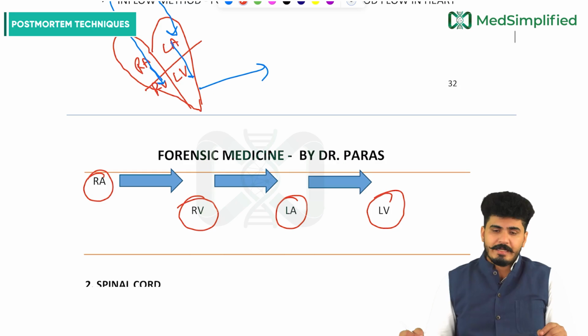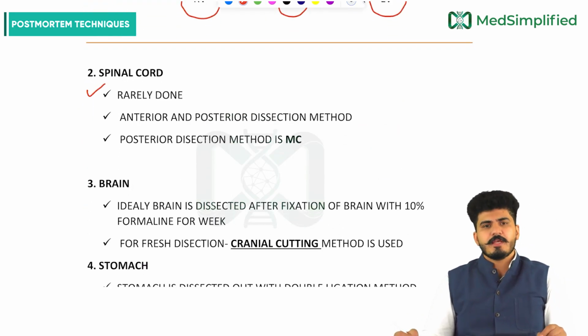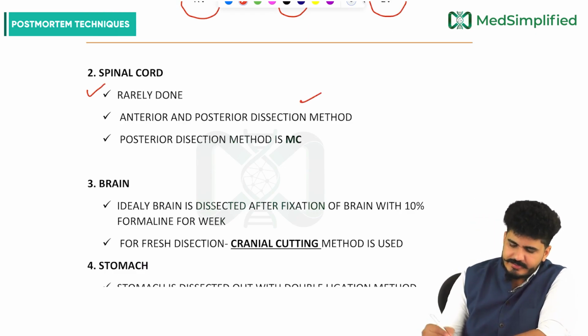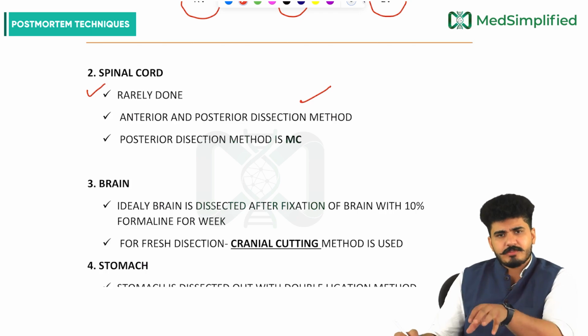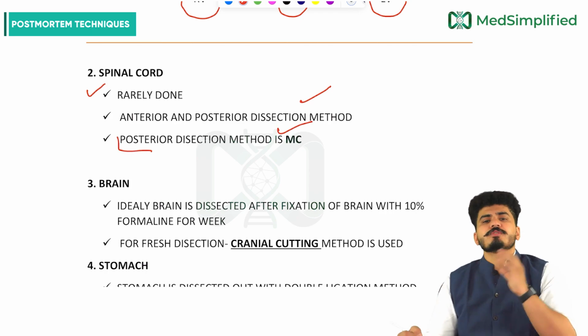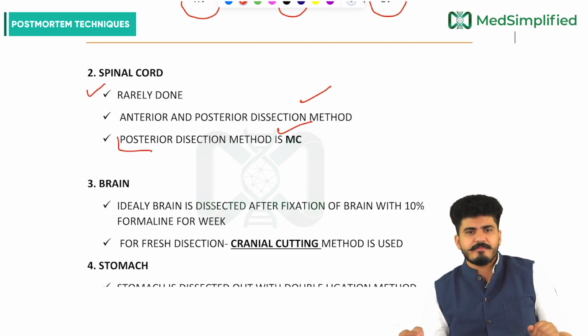Spinal cord. How will we dissect the spinal cord, my dear friends? It is rarely done these days. Spinal cord dissection is rarely done these days. Anterior and posterior dissection methods are there. Out of these two, which one is important? The posterior dissection method is the most common method we choose in case of spinal cord dissection, my dear friends.